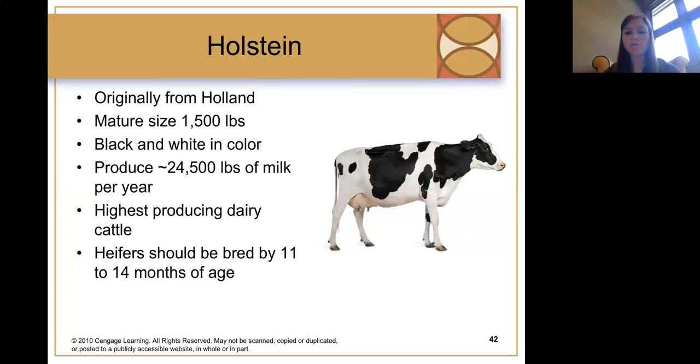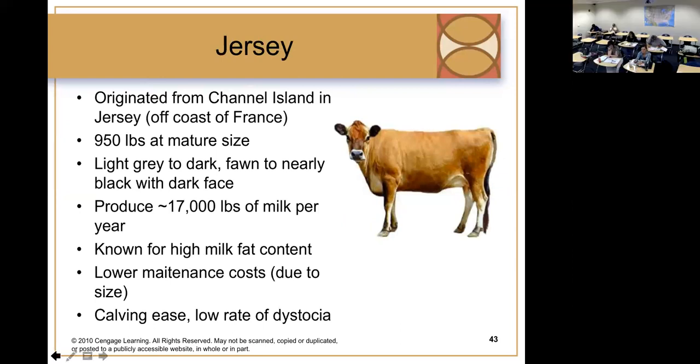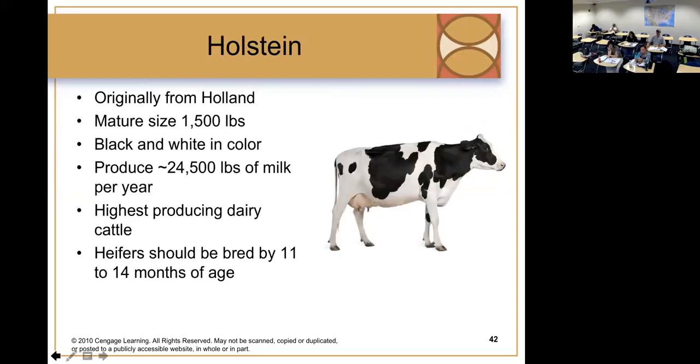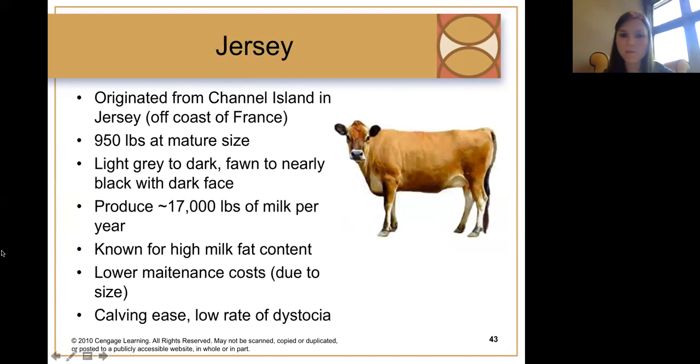And heifers should be bred by 11 to 14 months of age. So Jerseys originated from. Leanne, can you roll back that last slide for a couple seconds? A couple people are writing stuff. Oh, yeah, no problem. You got it, Flint? Okay, you can go. Okay. Thank you. Yeah, no problem.